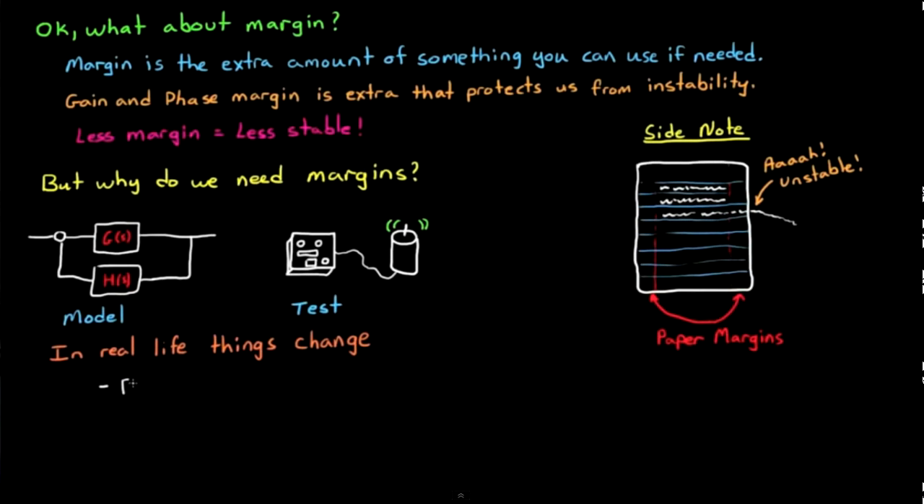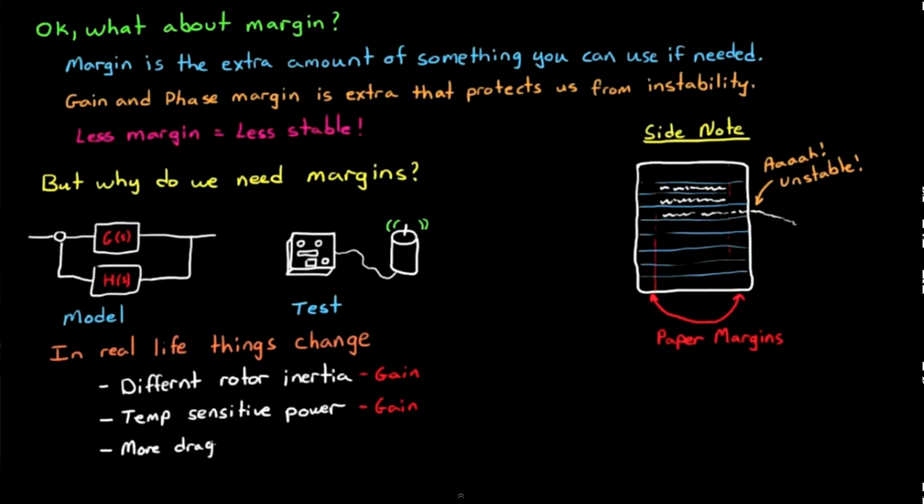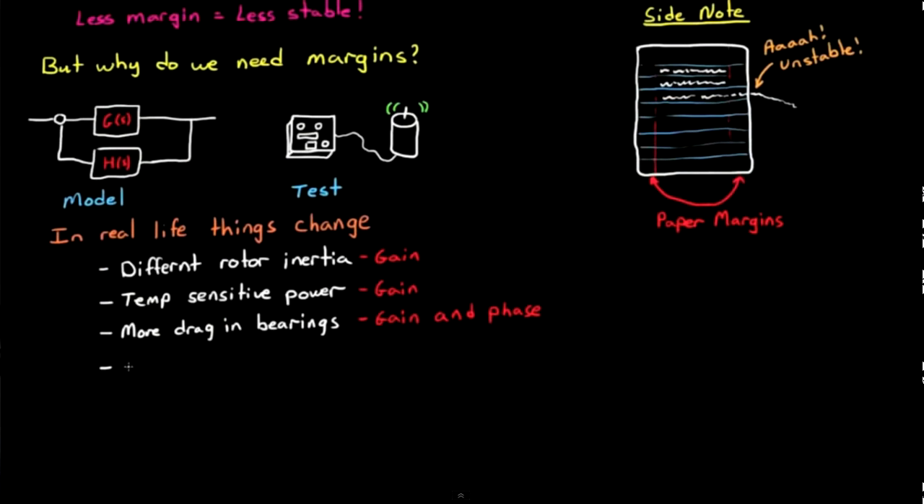A few include the rotor inertia could be different than what you predicted, so that the commanded torque generates a slightly different acceleration than what you wanted. Maybe you find out that the voltage regulator is sensitive to temperature changes, so when you run the motor in hot weather, the power to the motor isn't what you expected. Perhaps the lubrication on the bearings generates more friction than you expected, and so the motor is slower to respond to commands. Or the digital computer that is pulling in sensor readings and generating commands runs a few milliseconds slower than you thought it would, and adds more delay into the system.